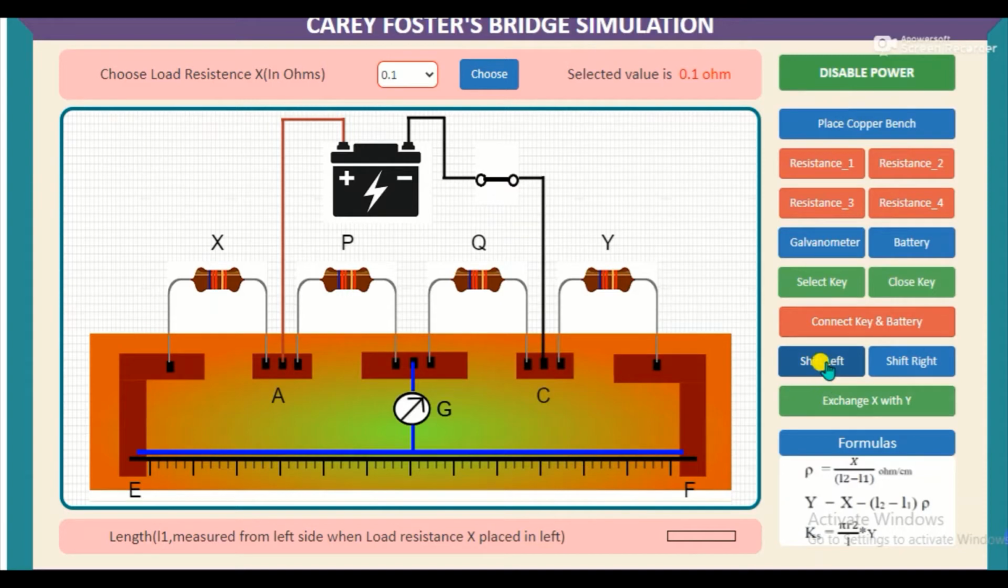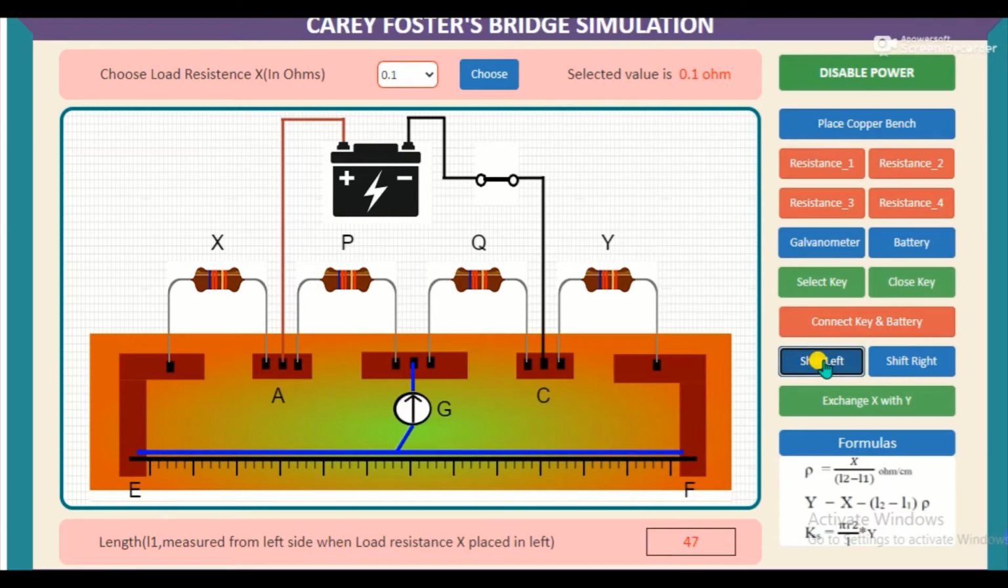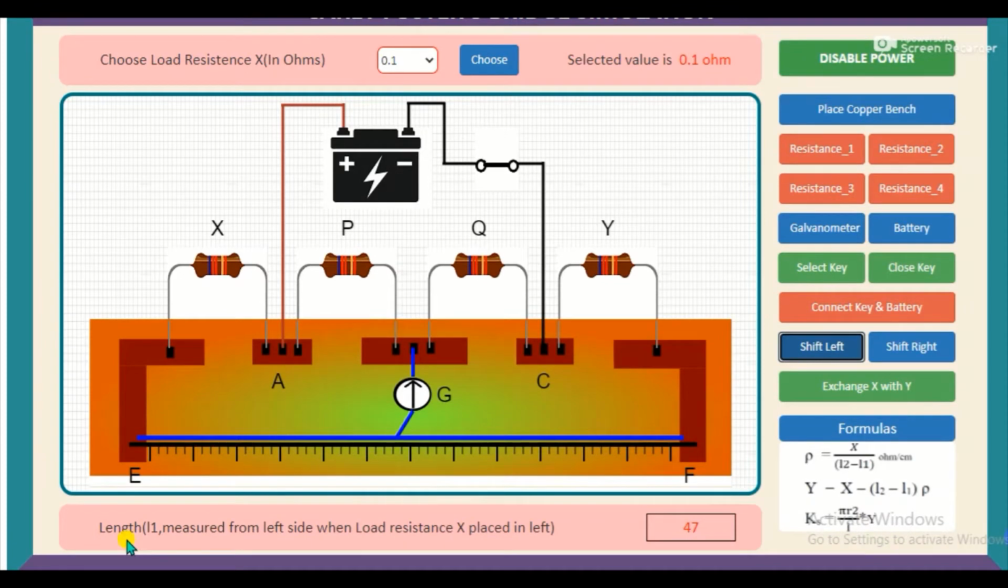Now according to theory, the galvanometer should show zero deflection. So first of all we will have to shift the jockey towards left or right. It's already towards right, so we will shift it towards left. Let us click here. So this is going to be shifted. Yes, now at this position it is showing zero deflection, as the galvanometer is pointing towards zero. This means this length L1 has been given by itself. This is 47 centimeters.